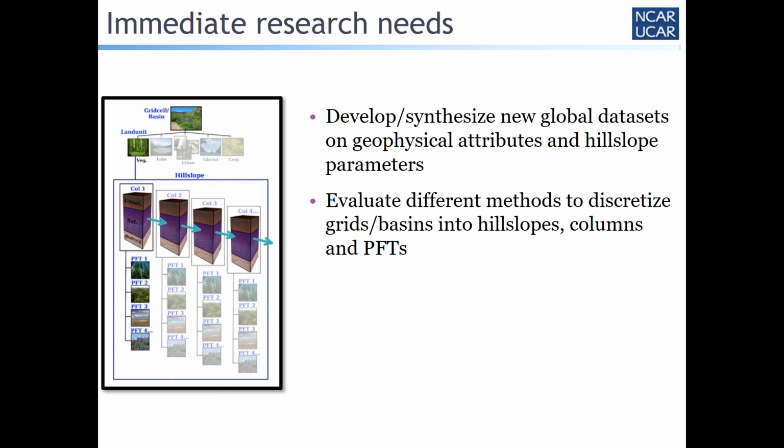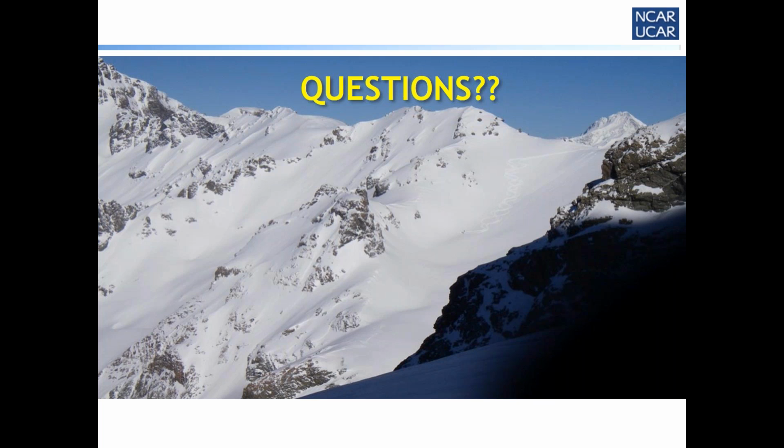And the second is to define these equivalent cross sections, or the different hierarchical organization of hill slopes. And the second is, once we've got that data, to evaluate different methods to discretize the grids and basins into hill slopes, columns, and plant functional types. So this relates to a lot of what Sean was talking about.